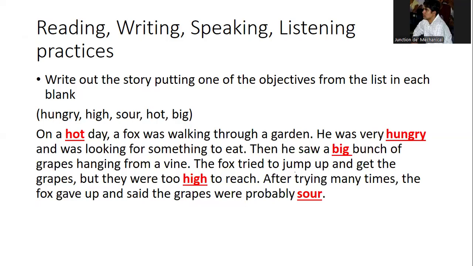Then he saw a big bunch of grapes hanging from a vine. If the grapes were hanging, the bunch is going to be big. The fox tried to jump up and get the grapes, but they were too high to reach. After trying many times, the fox gave up and said the grapes were probably sour. So, guys, please try to understand that hot, hungry, big, high, sour, these are all adjectives.